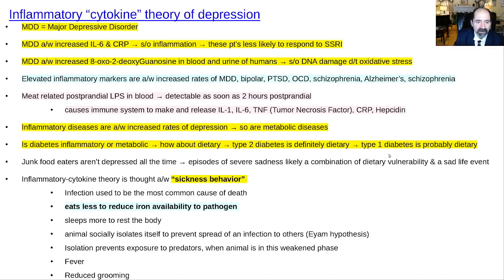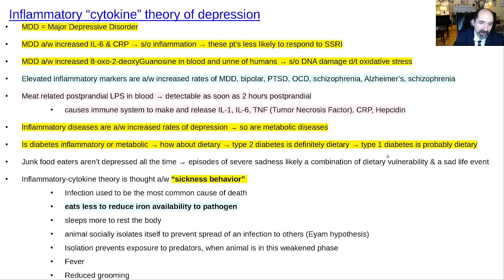The inflammatory cytokine theory is also explained by what is called sickness behavior. So when a person is sick, sometimes with an infection, they'll like to be by themselves, not eat for a while, and just try to let the body heal itself. And there are thought to be potentially some reasons for this from a so-called evolutionary perspective.